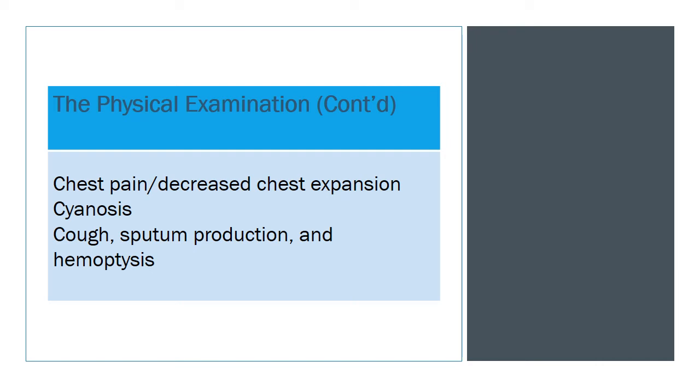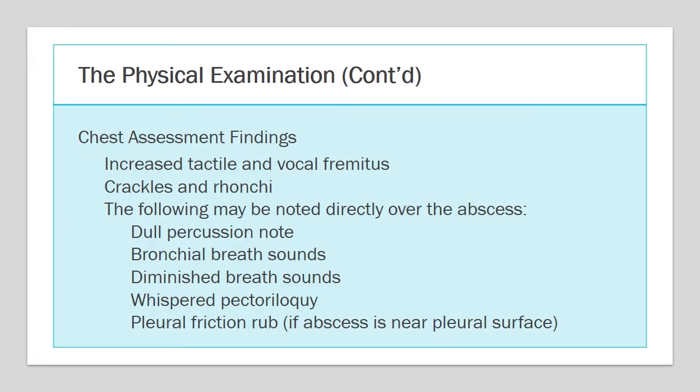or hemoptysis. When you listen to the chest, you may hear crackles and rhonchi. You may also feel tactile and vocal fremitus. And directly over the abscess, there will be a dull percussion note, bronchial breath sounds, diminished breath sounds, whispered pectoriloquy, and there could be a pleural friction rub if the abscess is near the pleural surface.